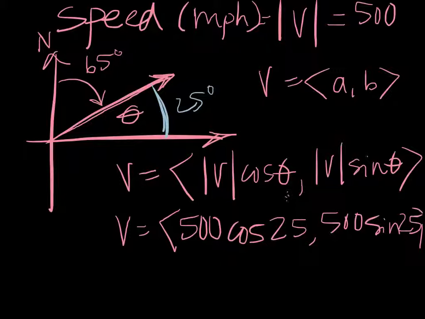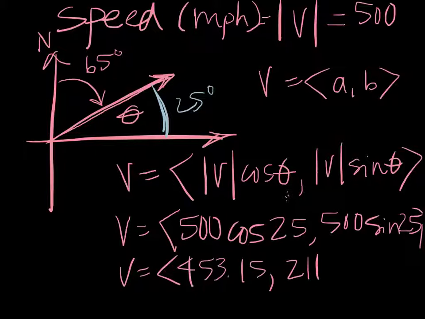It was an easier problem than example 6b, which was a little kind of weird. But anyway, I can put this in the calculator in degrees mode, and I'm going to have 453.15 miles and then 211 miles. Now let me talk about what this really means.